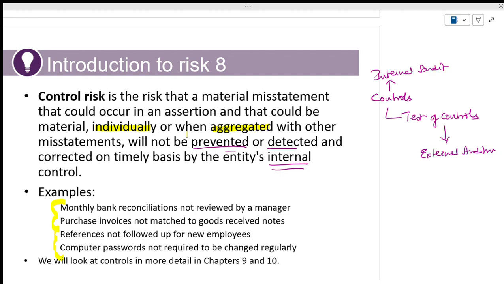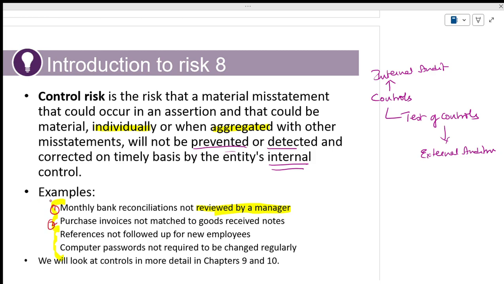It's not the accounting clerk. Is it right? It is not the accounts clerk. It has to be reviewed by the manager. That is a control risk. Now, same point, keep it in mind. We are not doing anything else. This is the first one.